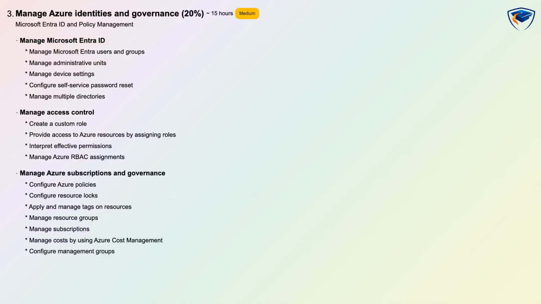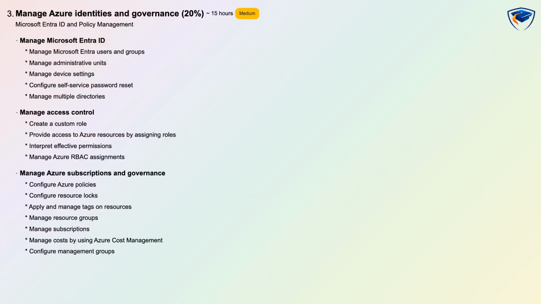The second domain is configure and manage virtual networking. This domain also makes up 25% of the exam and focuses on connectivity, security, and resolution. You'll learn how to configure virtual networks, secure access to virtual networks, configure load balancing, and monitor and troubleshoot virtual networking.